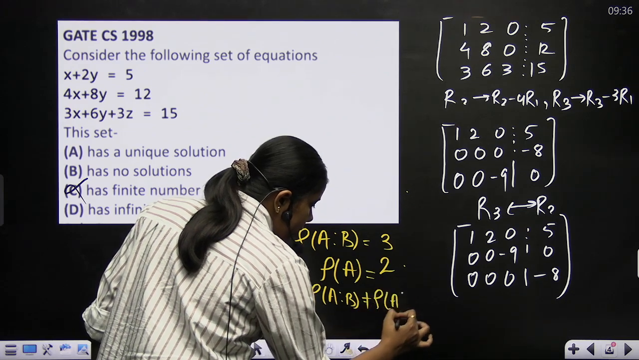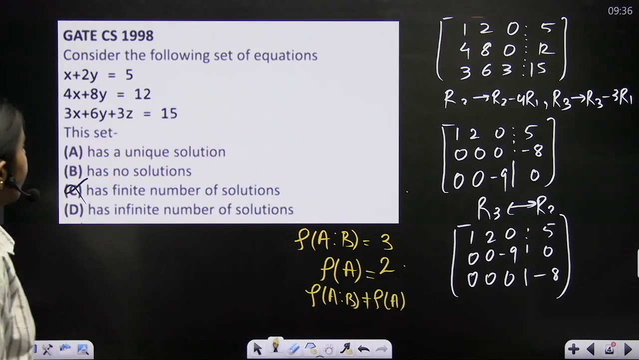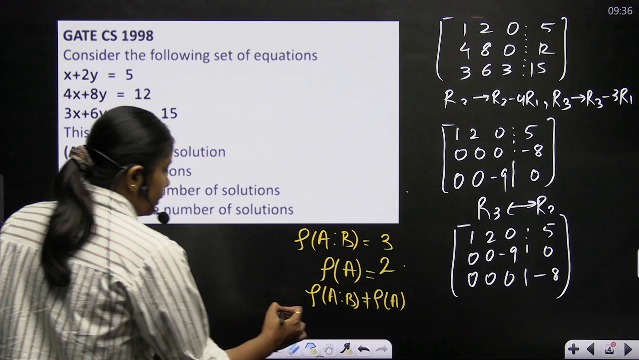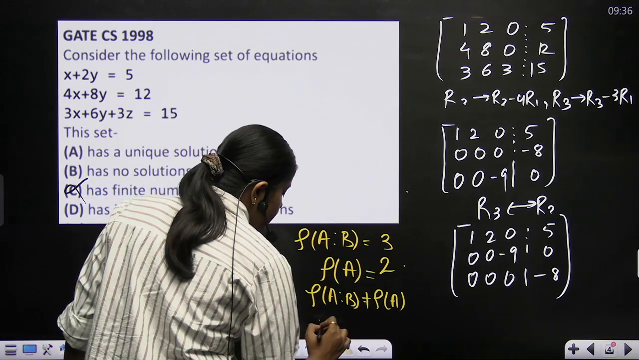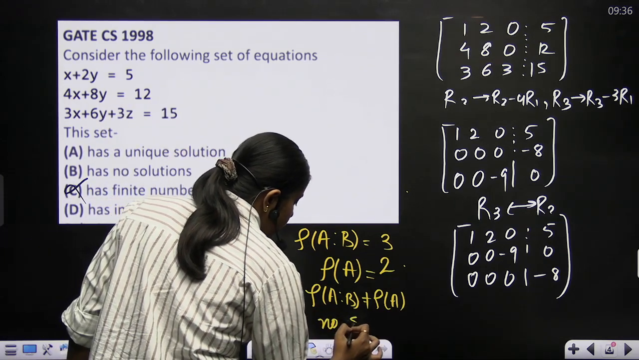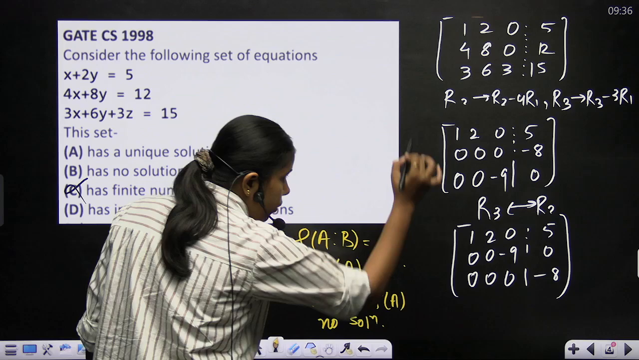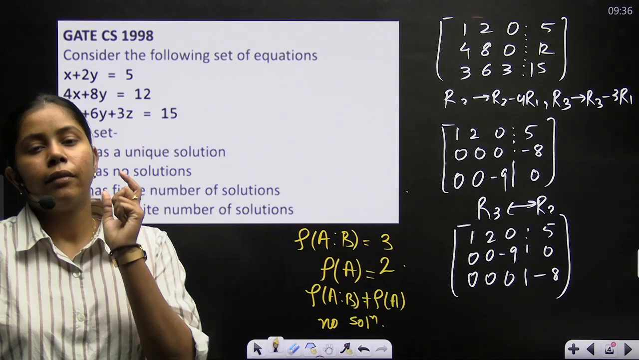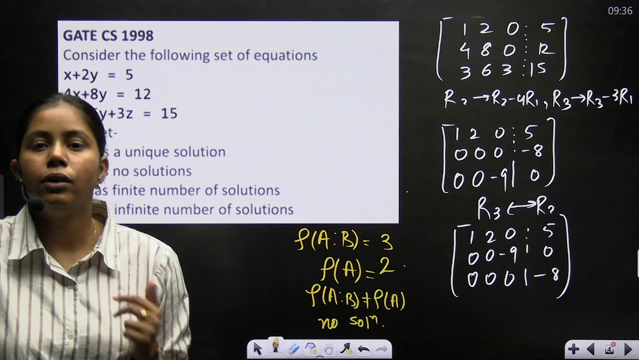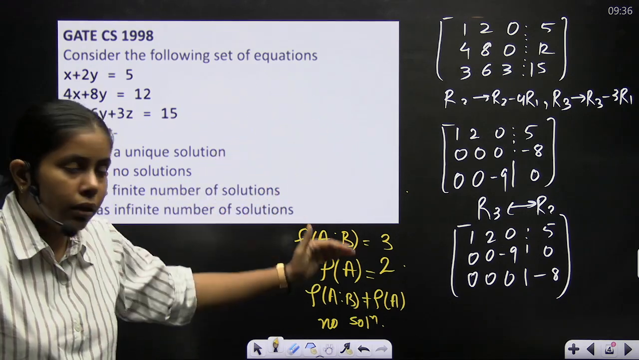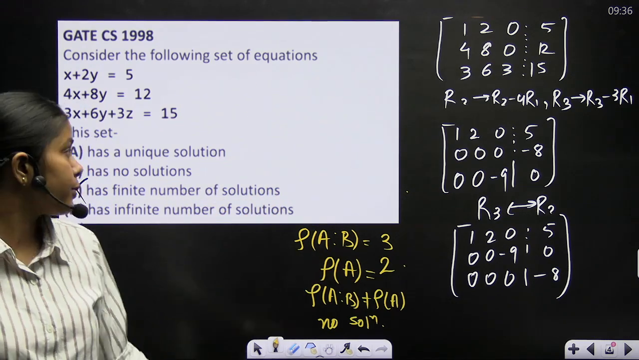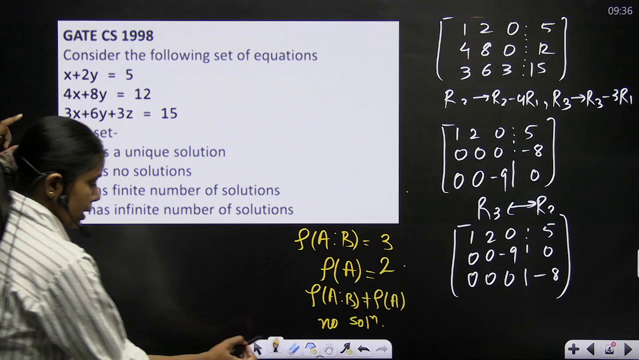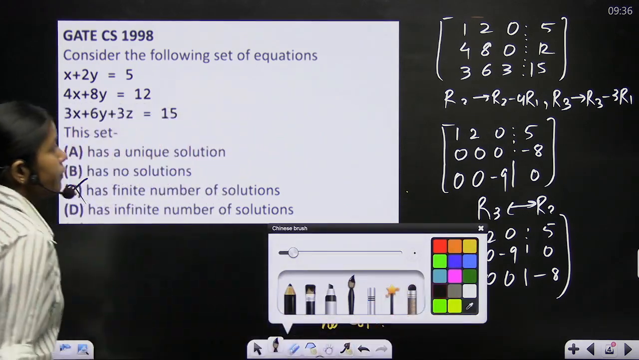So I'll say that this set of equations has no solution. No solution. But instead of doing all these things, I told you that when I start with 2 variables, I do not need to have the row reduction process, because you can see that these 2 equations I have here have 2 variables.